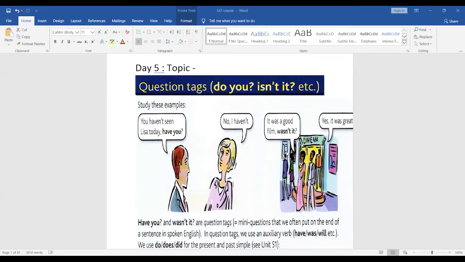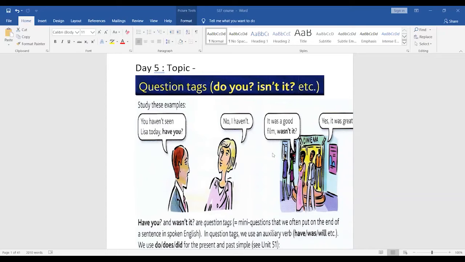Okay, so let's go over a few examples in order to know them in detail. If someone says, "You haven't seen Lisa today, have you?" That "have you" is a question tag. And the response to that is, "No, I haven't." We're not worried about the response or the question. We're worried about the question tag that people are going to use, because you are going to learn that today, as to how better you could use it.